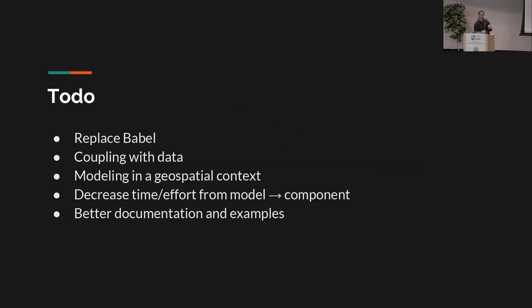Also, modeling in a geospatial context. Right now there's an explosion of geospatial data, and we need to allow modelers in our community to access and use this data in their models in the CSTMS modeling framework. Finally, I think I've heard others say this as well, we need better documentation and examples. Frankly, we need better marketing. We have these cool things that have been developed and we haven't let our community know well enough how to use them and that they're there. So we need to work on that.